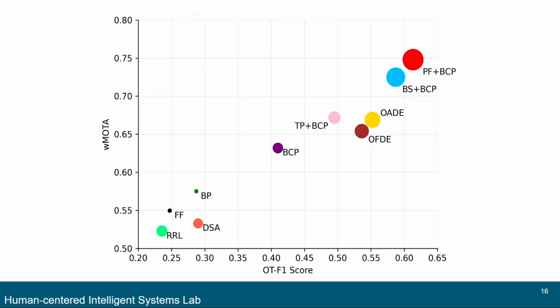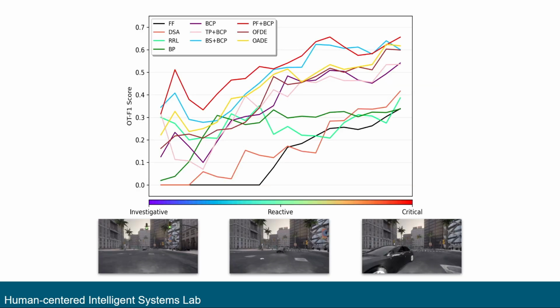This chart provides a visual comparison of the performance across different Visual-ROI methods. Each point size represents the normalized PIC score, with larger circles indicating better results. It is clear that our method PF plus BCP achieves higher scores across all key metrics. We also analyzed the 60 frames leading up to the critical frame across all scenarios. As shown in the figure, performance for all methods improves as we approach the critical frame. Notably, PF plus BCP, represented by the red line, consistently outperforms the other methods throughout most of the timeline.